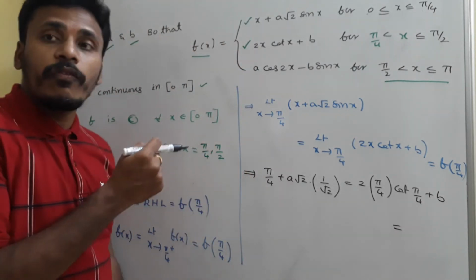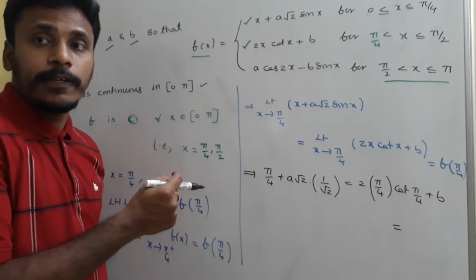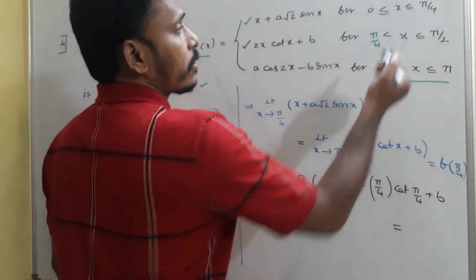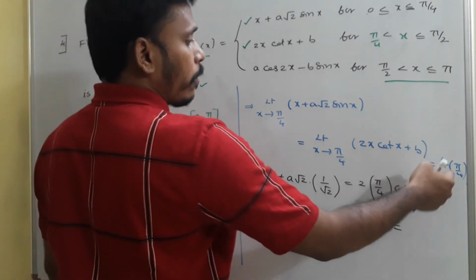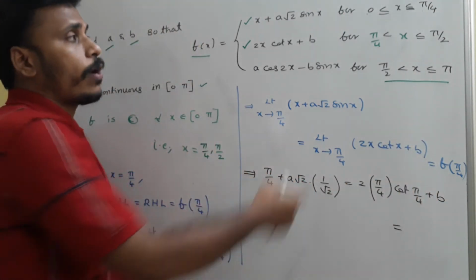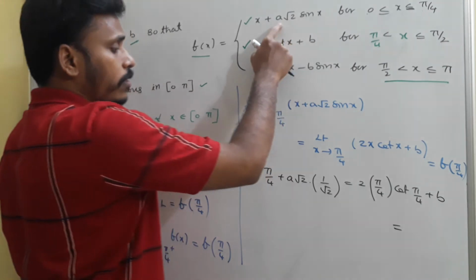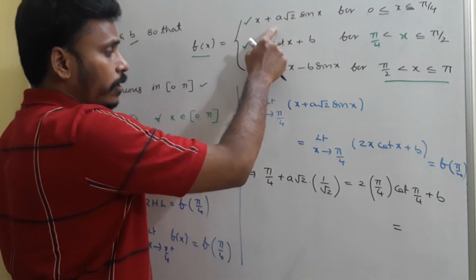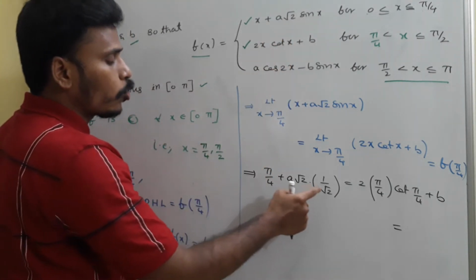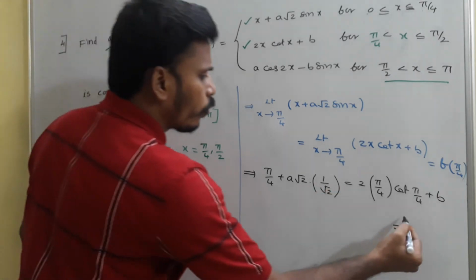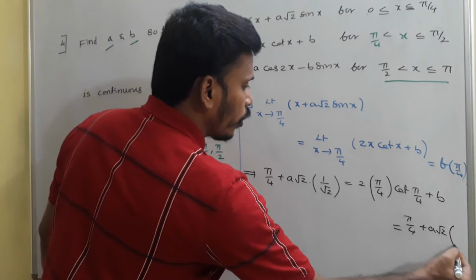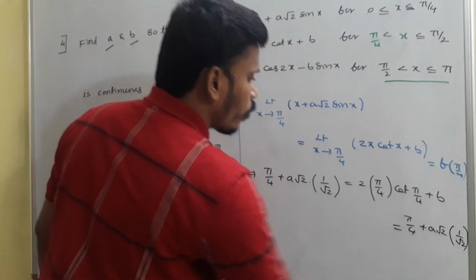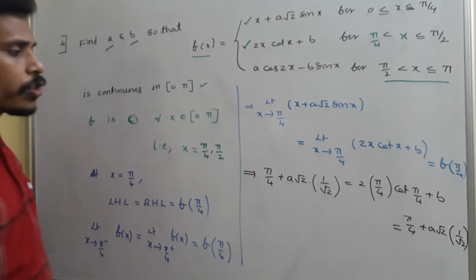Where is the equality for pi by 4 and x? Here we have the equality for pi by 4 and x. So f of pi by 4 means x is pi by 4. So at x equals pi by 4, use this definition. This definition is simply again x plus a root 2 sin x. Again the same thing, pi by 4 plus a root 2 into sin pi by 4, which is 1 by root 2. At the end you just try to simplify.